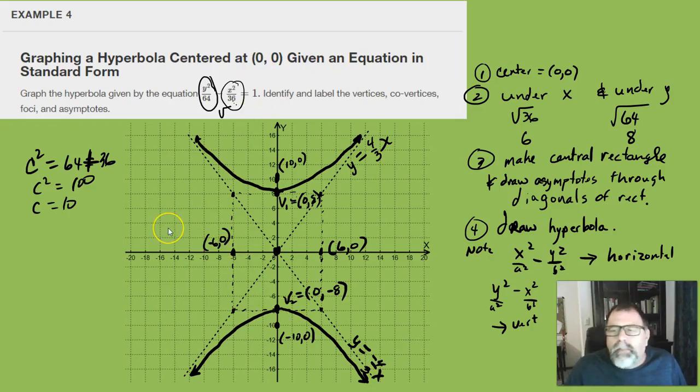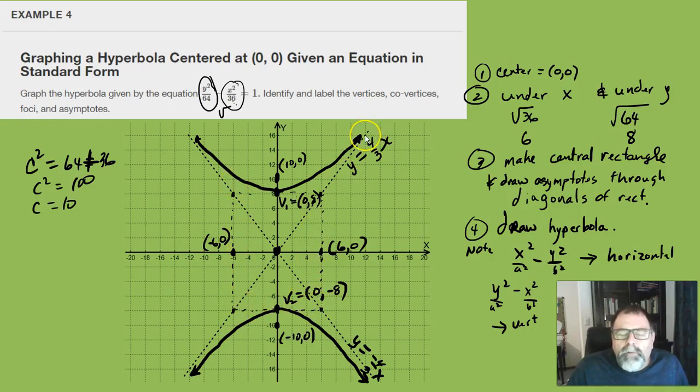And that's everything. So that's the way I do it. All right, so I start with the center. Under the x, 6, so I go plus 6, minus 6. Under the y, square root of 64 is 8, plus 8, minus 8. Then I make my fundamental rectangle, or the central rectangle, as this book calls it.